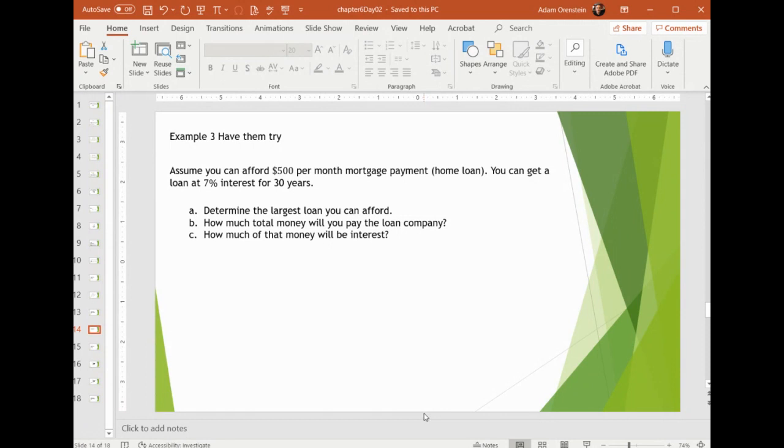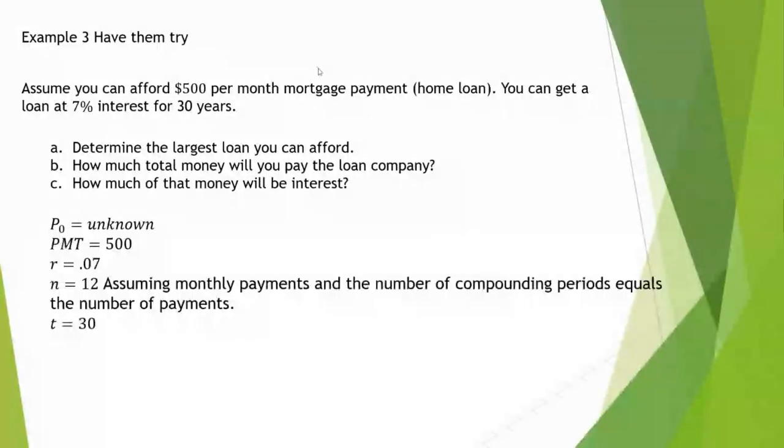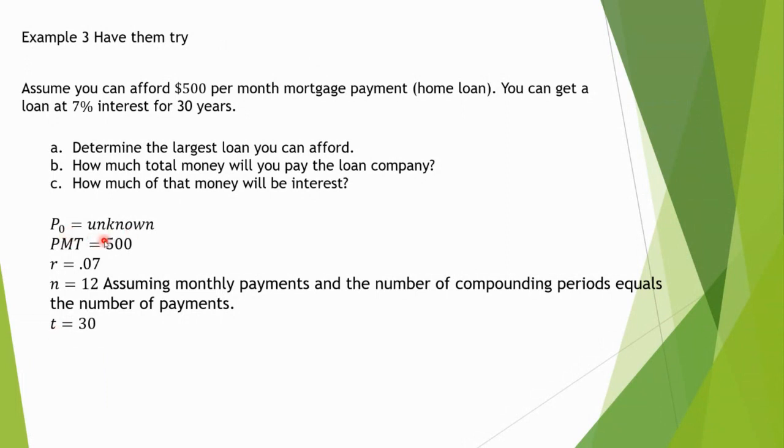Okay, so we want to determine the largest loan we can afford. So it's really just like before. P sub 0 is unknown. Let me make it bigger. Here we go. Just like before, P sub 0 is the initial amount, and that's what we're looking for. PMT is 500. We're making $500 monthly payments.